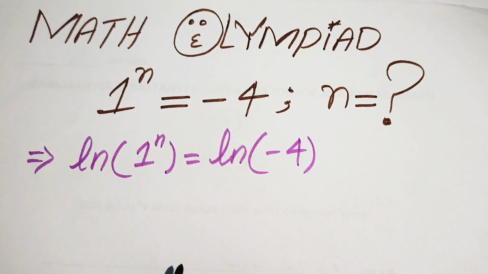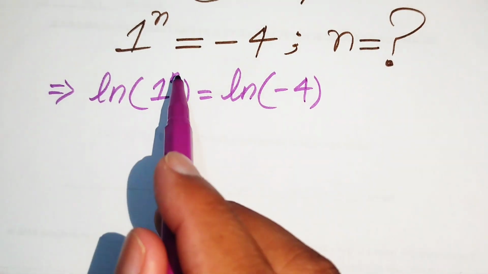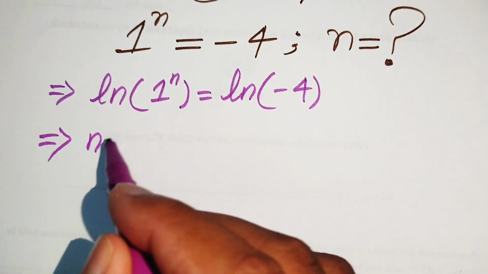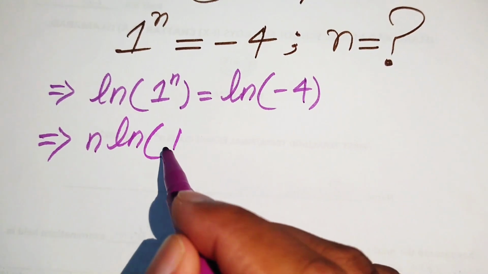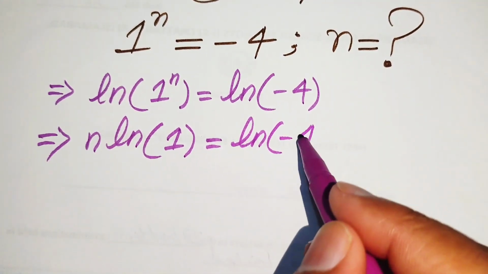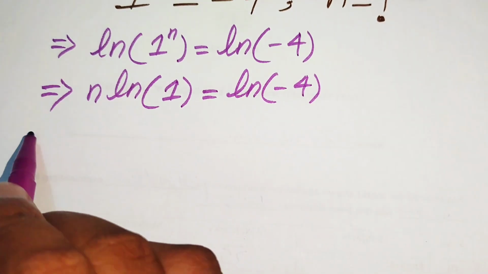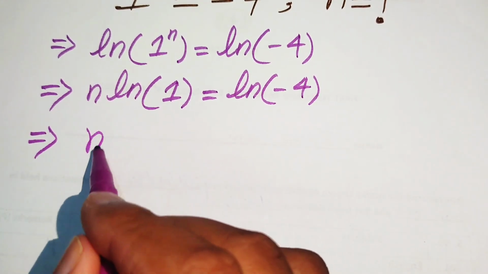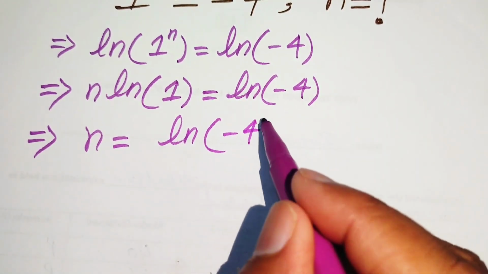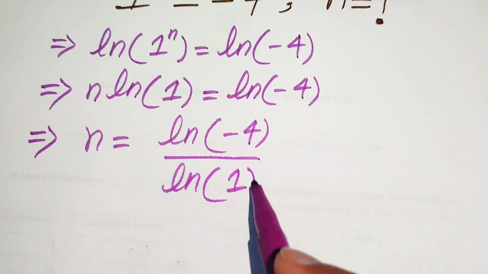And now in the next step here we use the nice property of log, and we move this exponent n in the front of this log, and it is written as n times log 1 is equals to log of minus 4. And now in the next step we move this log 1 to the right hand side, and it is written as n equals to log of minus 4 divided by log of 1.